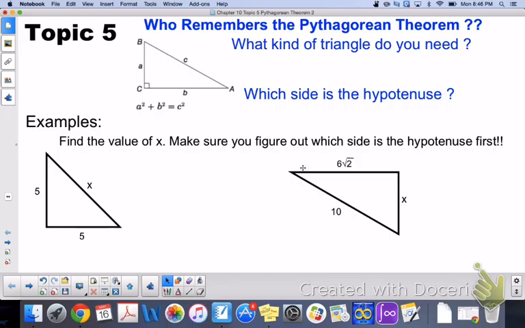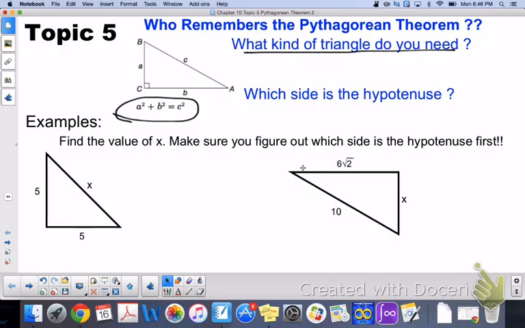Topic 5, the Pythagorean theorem. Now, who remembers the Pythagorean theorem? Anybody? All right, it is right here. A squared plus B squared equals C squared if you have a certain kind of triangle and C is a certain length on the triangle.